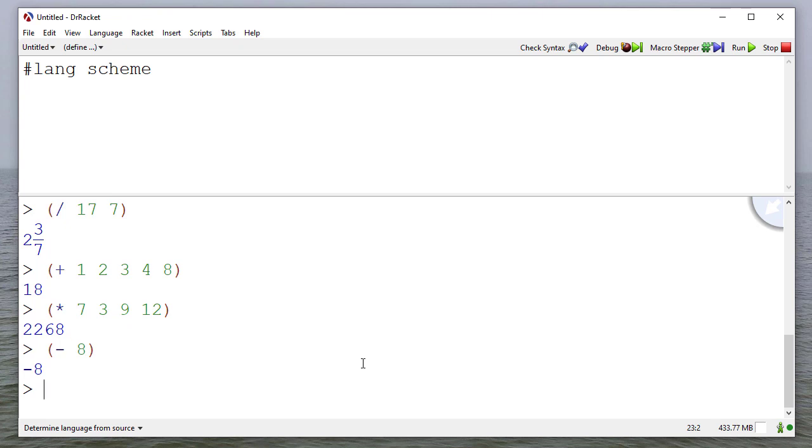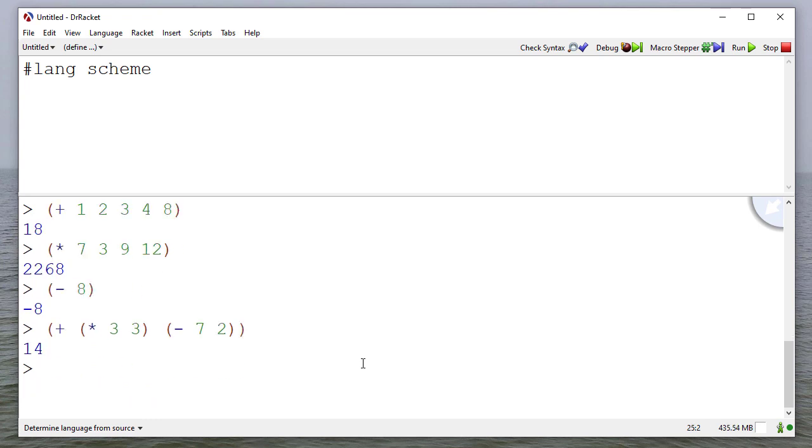If I want to do more than one operation, I can embed those. So I could say plus 3 times 3, minus 7, 2. And I get 14. And while strictly speaking, order of operations isn't required when you have prefix notation, just like you would expect if you're used to infix notation and the order of operations, the inner parentheses are evaluated first, and then those results are used in the outer calculation.